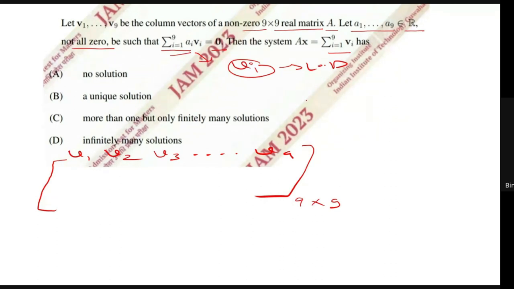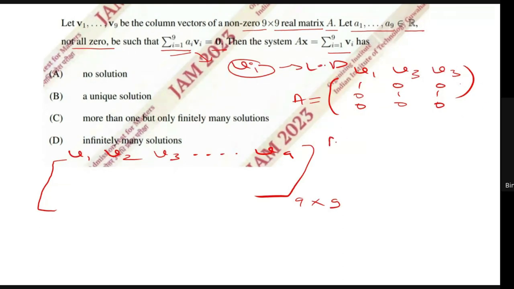Like you can say, we can take 3 column vectors like this: 0, 1, 0, 0, 1, 0. So from this condition, we can get that the vi's are linearly dependent vectors. Now they ask about the system Ax. I am saying this is the A matrix, and they ask Ax equals summation i=1 to 9 of vi has what type of solutions.